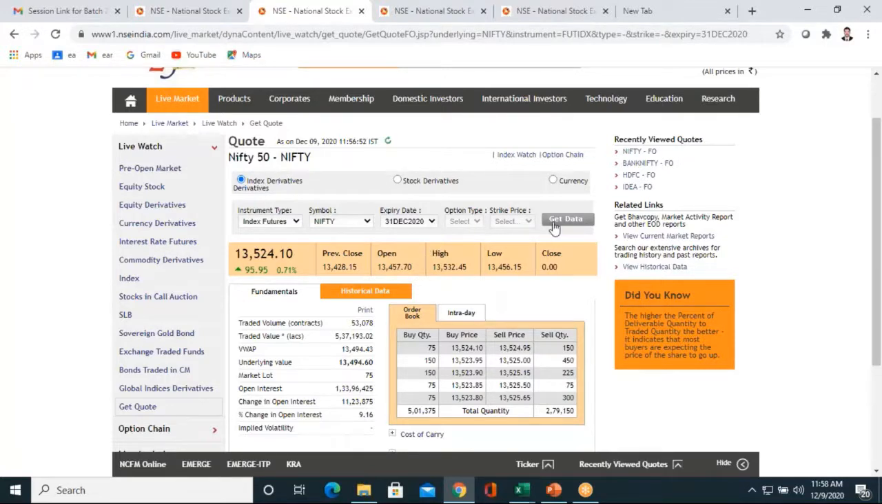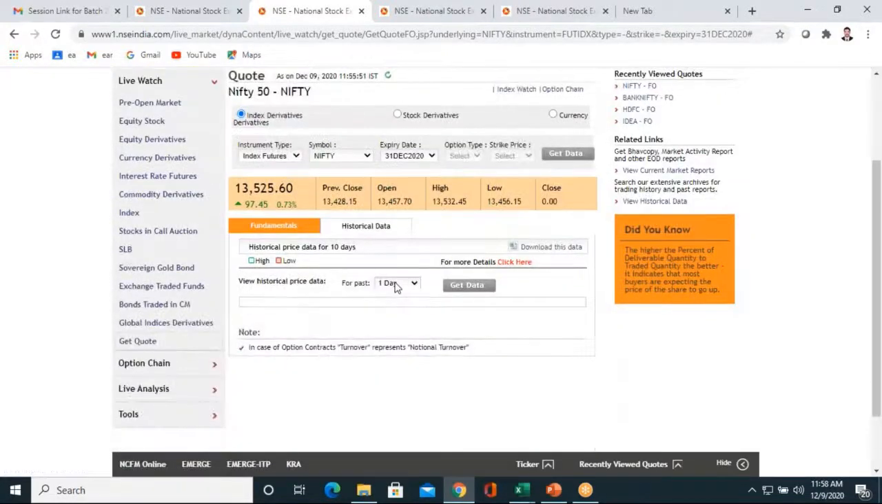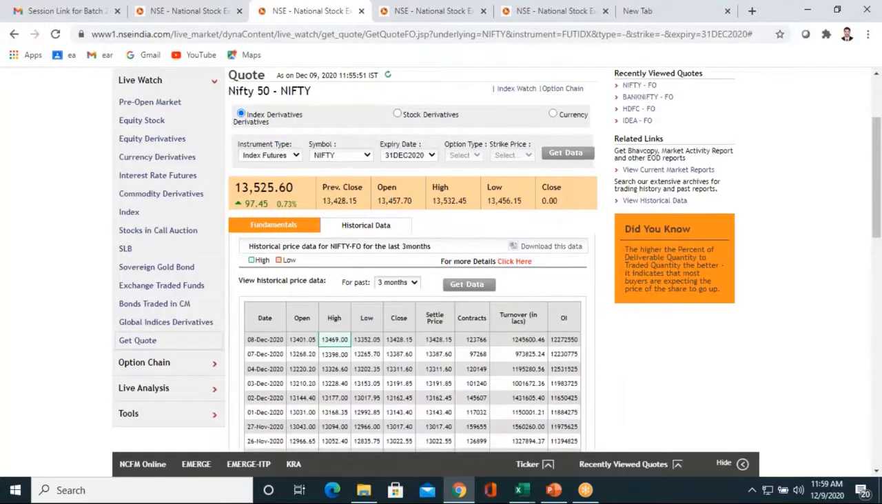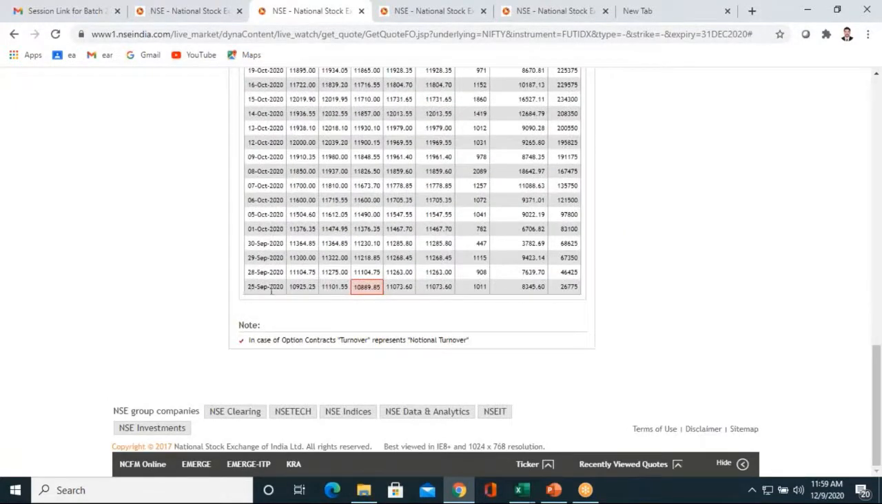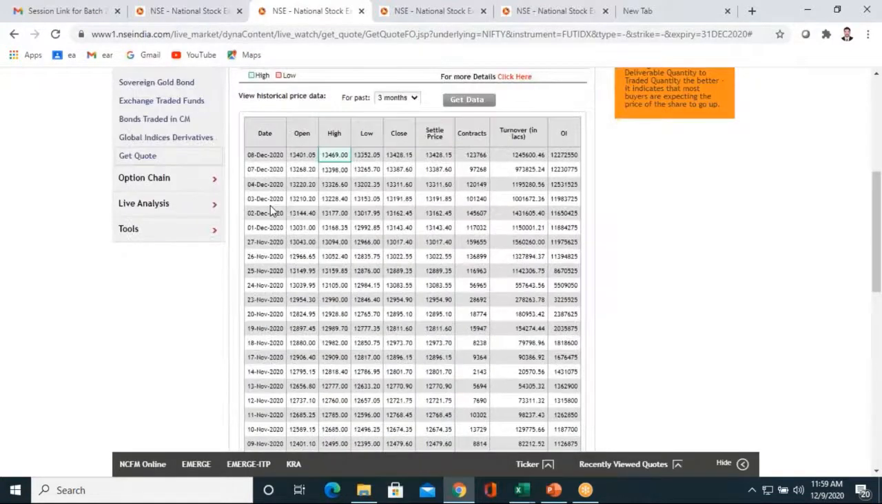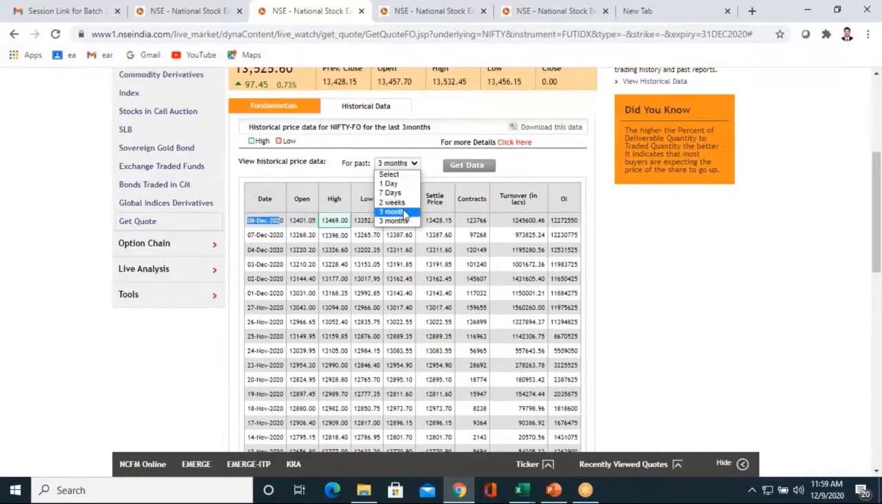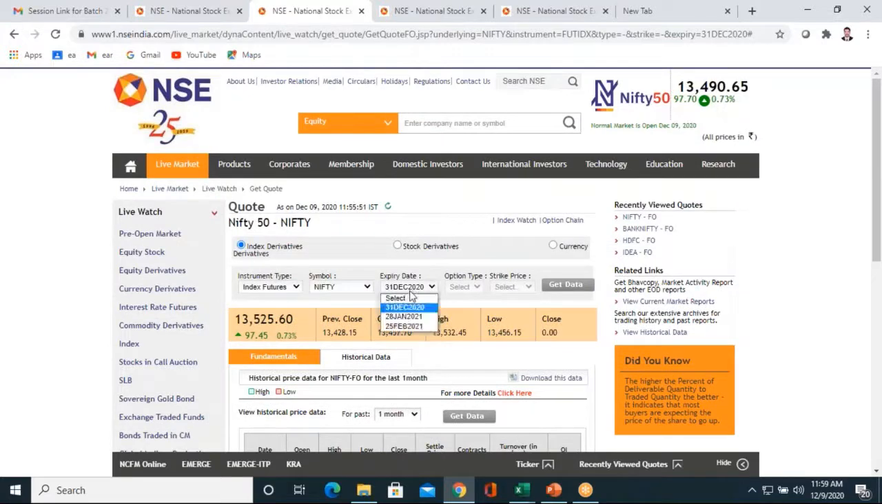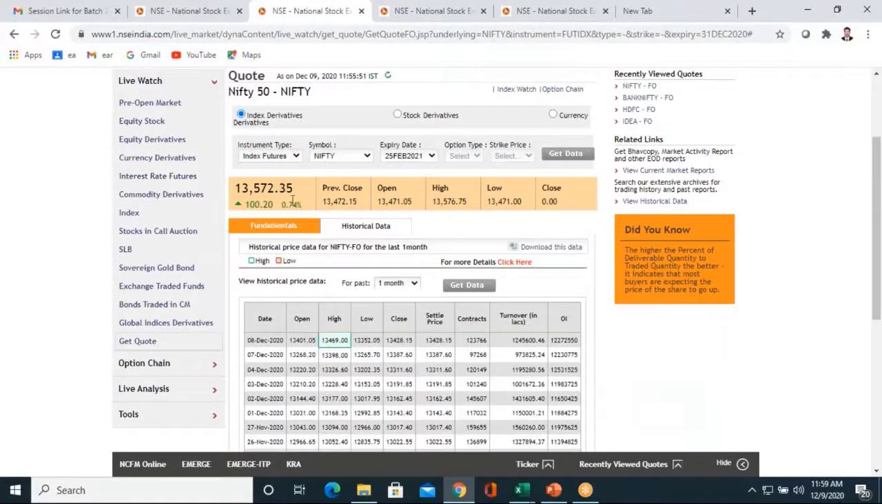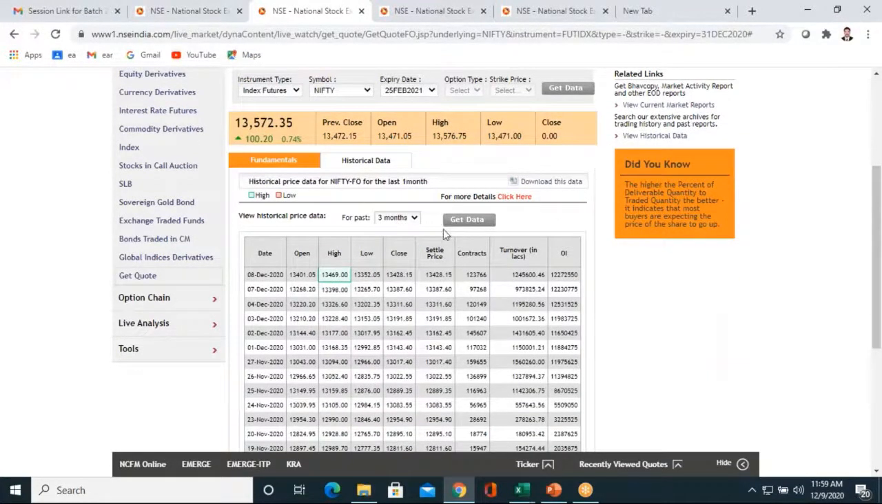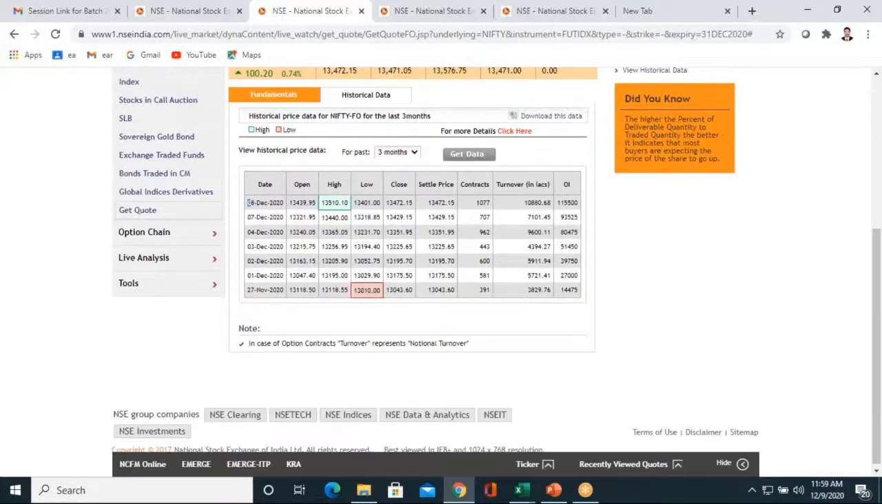Okay, so I will click on this. See, there is a historical price. If I select 3 months, I will still get only 2 months of data: 25th September, October, November, and 8th December. So I will take 1 month. That is more than enough. Say, for example, if I take this 25th February contract, I got it now. Say, if I click on 3 months, how many days do I get?